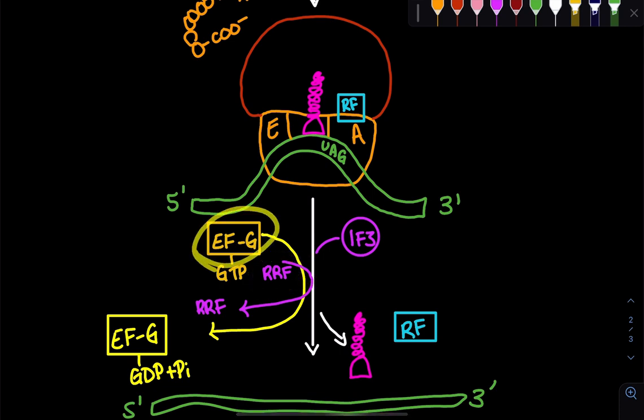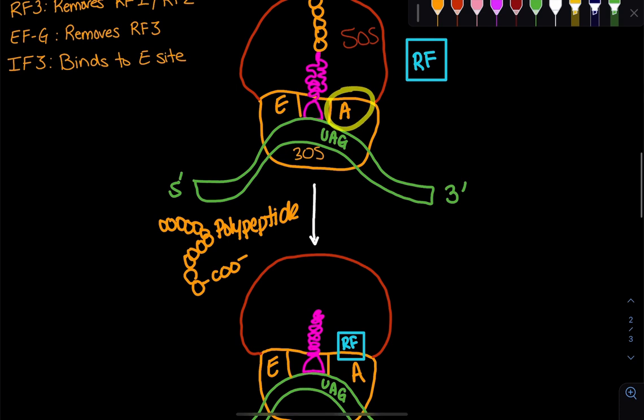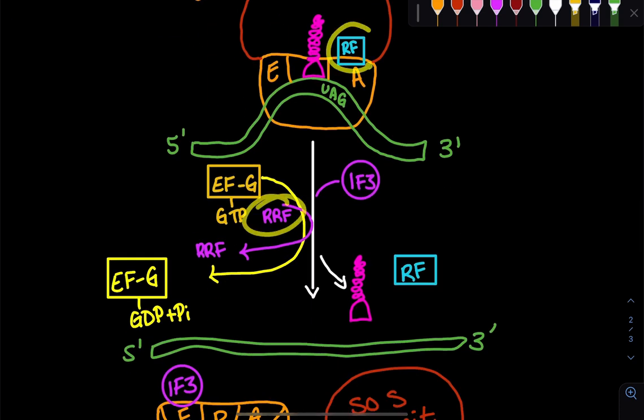It's another factor called EF factor G, which has a GTP bound to it. So when our release factor binds, another release factor comes in to remove the previous release factor. But in order to remove the other release factor, we need this other factor, EF-G, and it has that GTP bound to it. And the hydrolysis of GTP essentially facilitates this reaction, that energy release. So now we have EF-G bound with GDP, and we lost an inorganic phosphate.